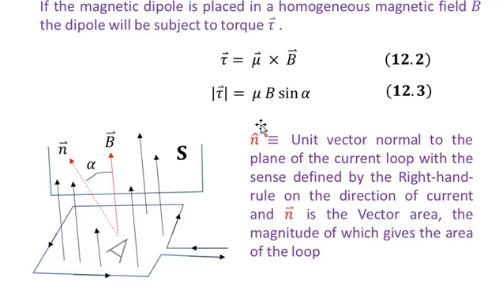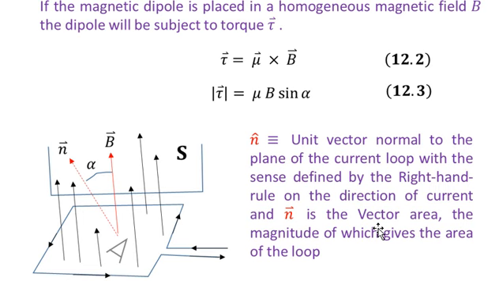So here I am showing n as a unit vector, but in the figure I have shown n as a complete vector. So this n hat is a unit vector normal to the plane of the current loop with the sense defined by the right hand rule on the direction of current. So you need to apply the right hand rule in the direction of the current of the loop, and n hat will give you the unit vector perpendicular to that loop, and the vector n is the vector area.